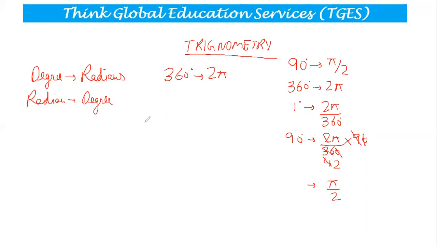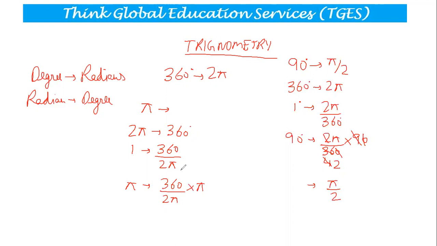Similarly, let's try to take one example and convert the radian measure into degree measure. Let's say I want to know that pi is how many degrees. So I'll just quickly say that I know that 2 pi is actually 360 degrees. So taking the basic unitary method, 1 unit will always be 360 over 2 pi. And I want to know pi, so I'll multiply 360 over 2 pi with pi and I'll get the degree measure. So pi will cancel out. 360 by 2 is 180 degrees.